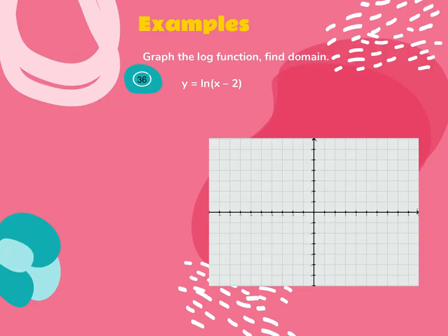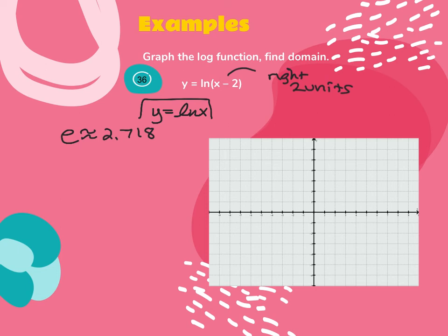Okay, so now this time it wants us to graph the log function and again still find the domain. So I'm going to be graphing the basic function of y equals ln x. And then this minus 2 tells me that I'm going to be shifting it right 2 units. This is where I need to remember that e is approximately equal to 2.718. So I'm going to first graph this basic one.